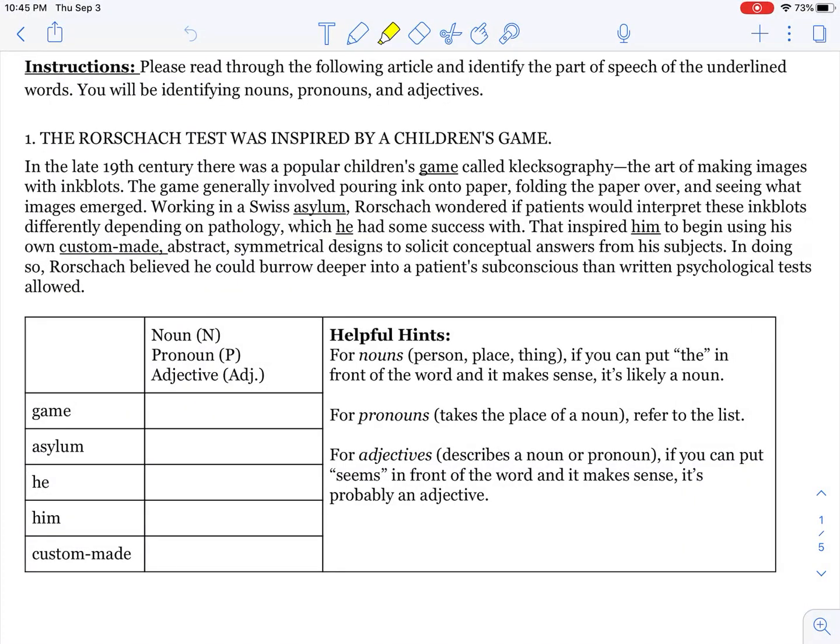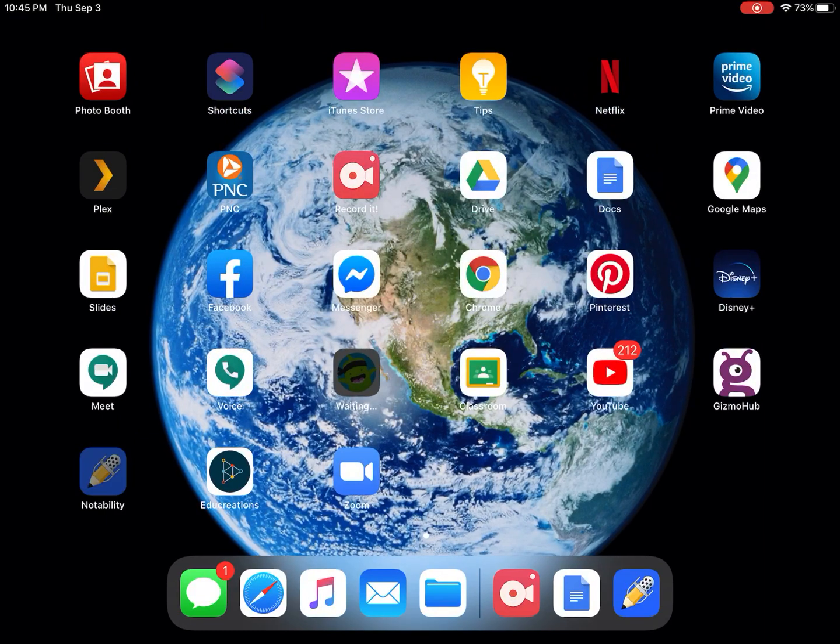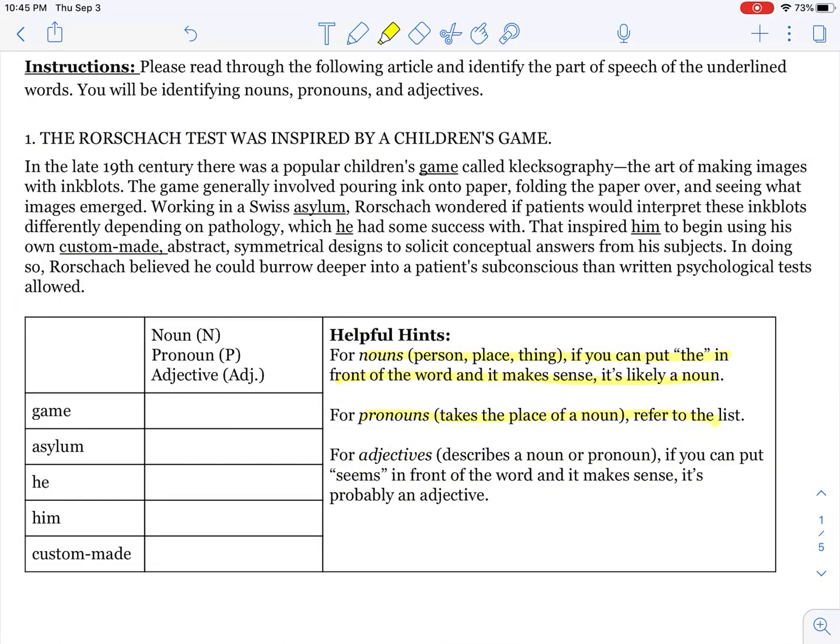Okay. So if we take a look at this, the word game is underlined, and you look at the helpful hints below, and it says that nouns, which are person, place, or thing, if you can put the in front of it and it makes sense, it's a noun. For pronouns, you're just going to look at the list, and I have found the list right here. That's the list that I've uploaded on Google Classroom. And if it's an adjective, you can test a word if you could put seems in front of it and it makes sense. So let's apply that.